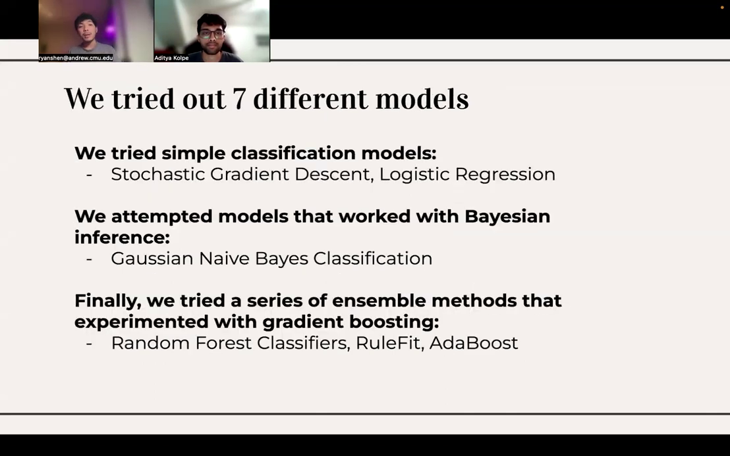We tried out 7 different models, including simple classification models like stochastic gradient descent and logistic regression. We also attempted the models that work with Bayesian inference, such as Gaussian naive Bayes classification. And we finished with a series of ensemble methods that experimented with gradient boosting. And those include random forest classifiers, rule fit, and AdaBoost.